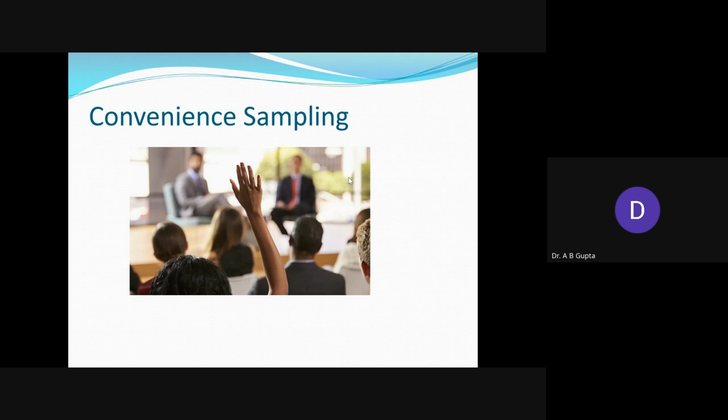Let me show you an example. Suppose I go to a group of people and tell them, I am carrying out a research study, who is available, who will help me. And 4 or 5 people raise their hands. Sir, we are ready to be part of your study. They volunteer. They are ready to be part of my study. So this is convenience sampling.